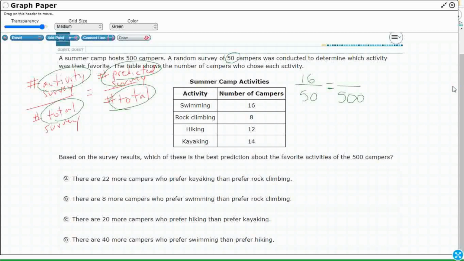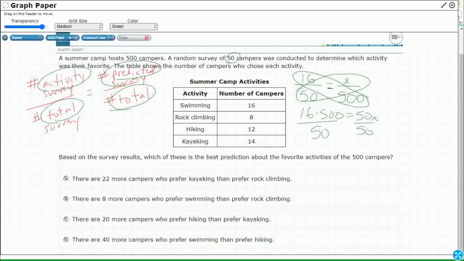Well, we've got two options here. So one option is going to be cross multiplication. All right, so I'm going to put my X right there. So I can do 16 times 500 equals 50X. So I could do that, divide both sides by 50. Now that's a lot of multiplication, whatnot.